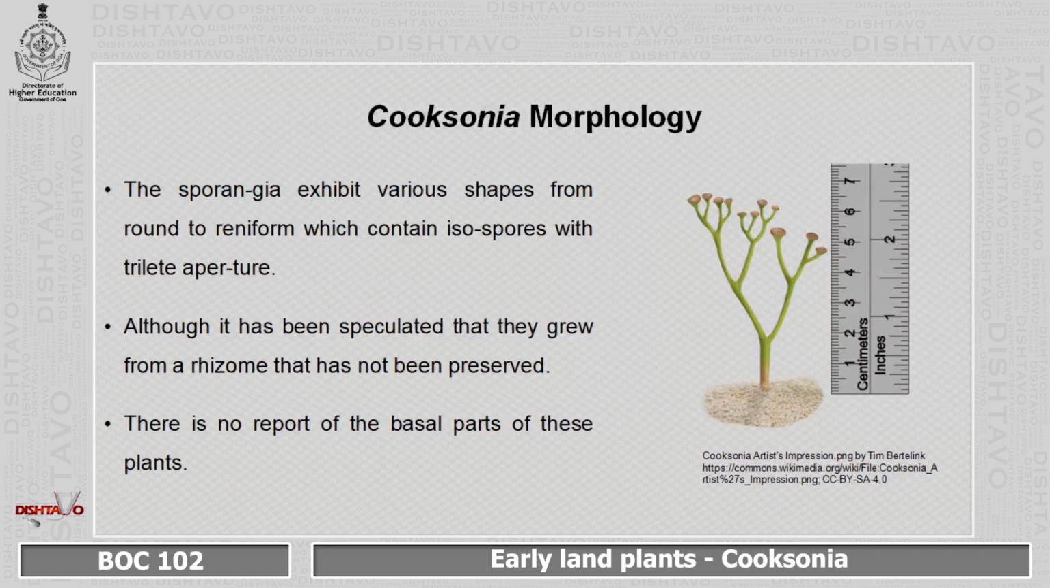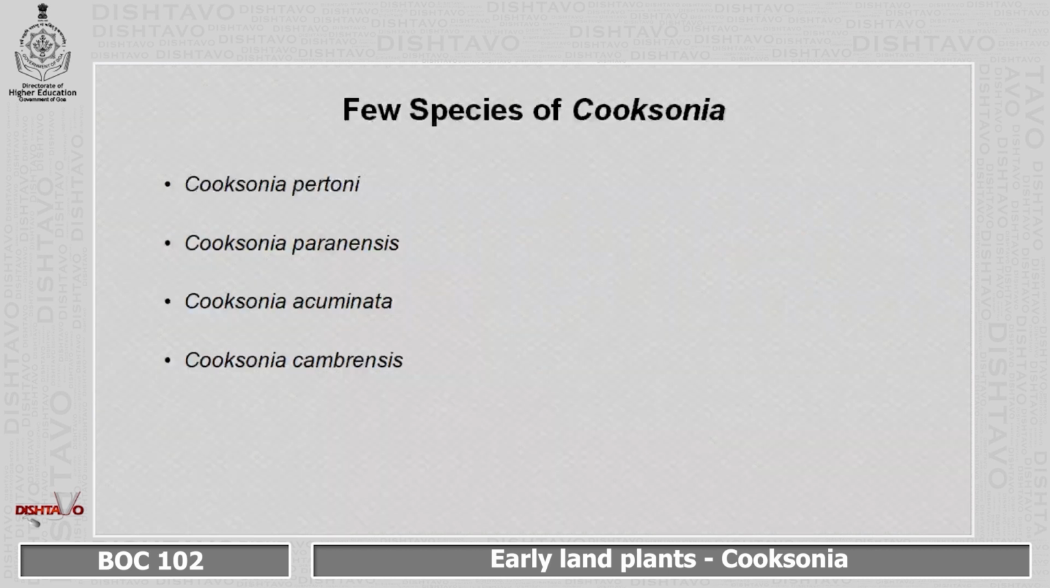Also we saw that although this plant is known to have the rhizome part, which is the basal part, the basal part is not preserved. So currently only the matter about the stem of Cooksonia is known. We also saw a few species of Cooksonia like Cooksonia burtoni, Cooksonia paranensis, Cooksonia acuminata and Cooksonia cambrensis.